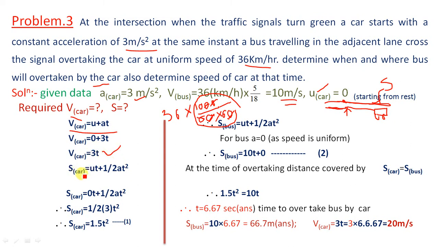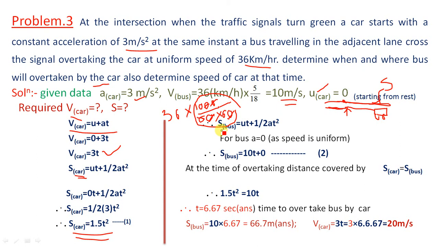Now the displacement of the car that we have to find out. S of car is equal to ut plus 1 half at square. u is 0, t we don't know, 1 half at square. So s of car is 1 half multiplied by 3 into t square. So s of car you will get 1.5 t square. This is the displacement of the car, 1.5 t square, and velocity is thrice t. So you have got these two equations.